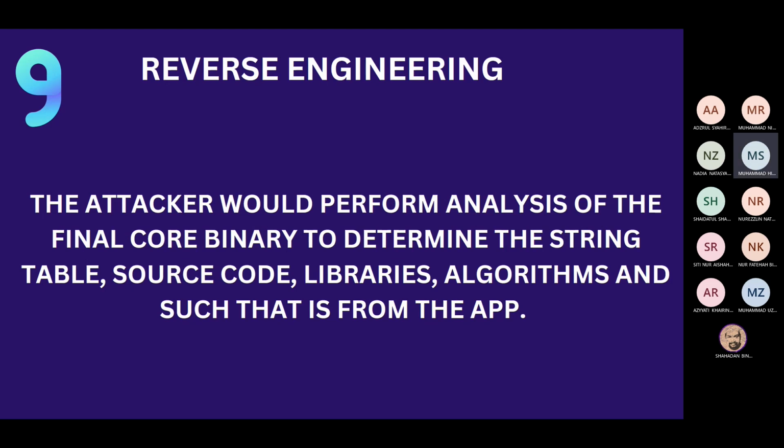Number 9 is reverse engineering. Reverse engineering is basically studying an app or the mobile device without the use of its own source code. You have to research it from nothing. You have to find out what the source code itself is. Basically, they will have to determine the string table, source code, libraries, algorithms, all that from the app. By doing it this way, they could potentially find vulnerabilities and take it from that angle instead.